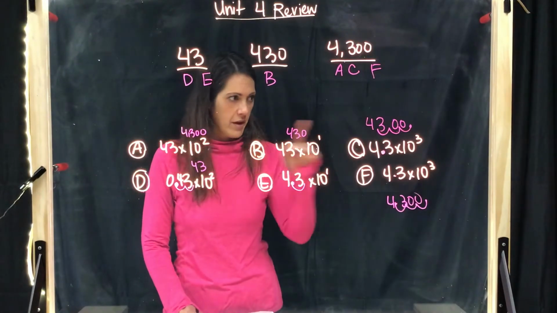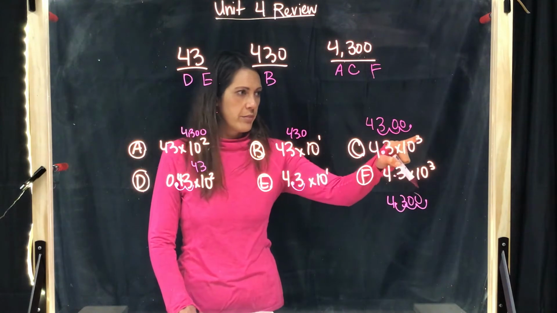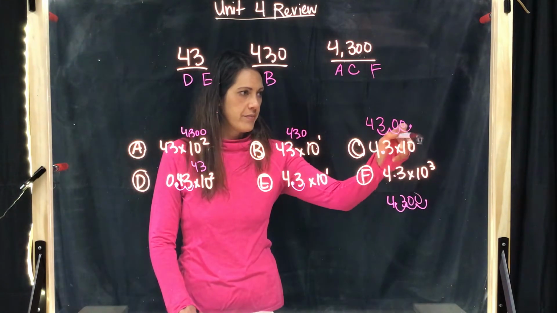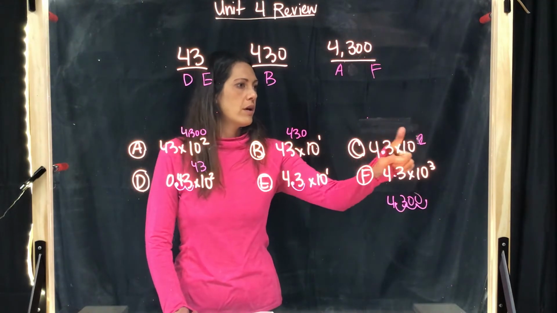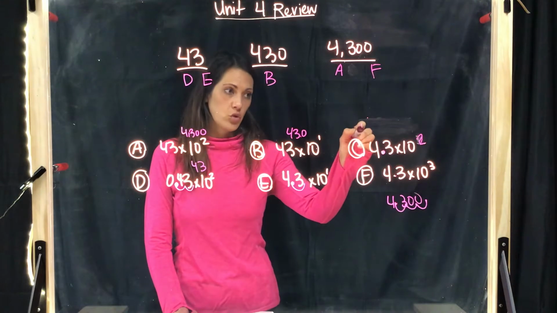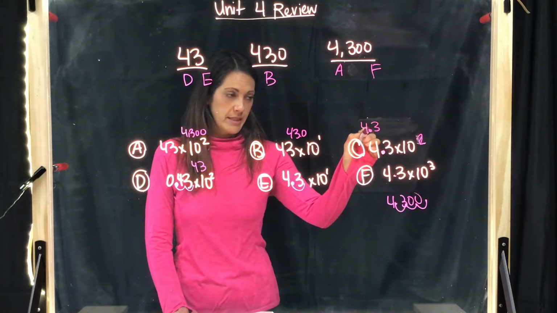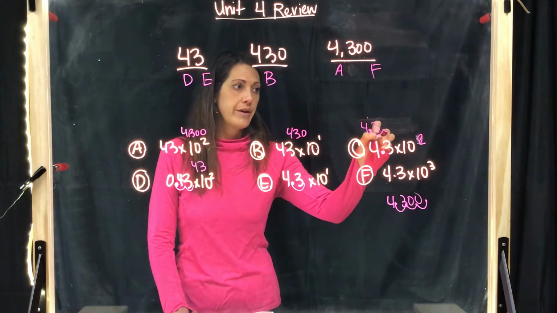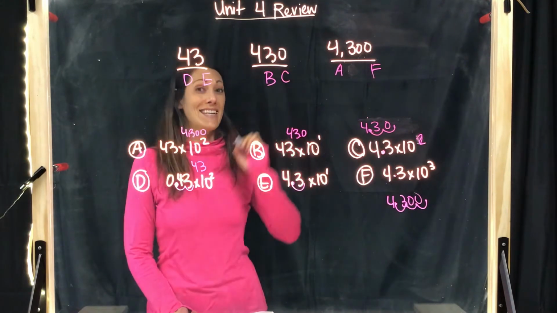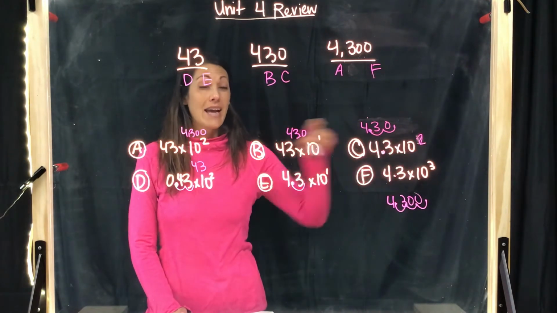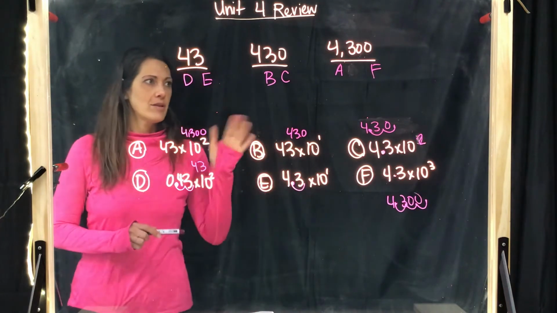Okay, hold on. I wrote this wrong. If you're following in your book, this is a 2. So if that's a 2, I'm going to move my decimal 2 places over, 1, 2, which would get me 430. So that's where C goes. I wrote the exponent incorrectly. So that is this problem.